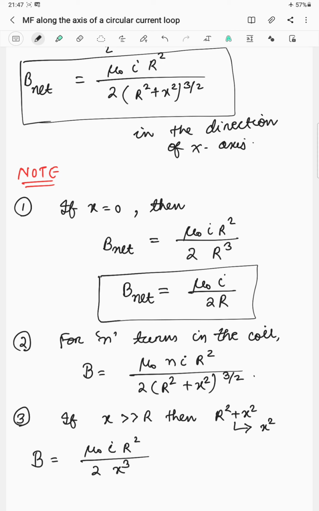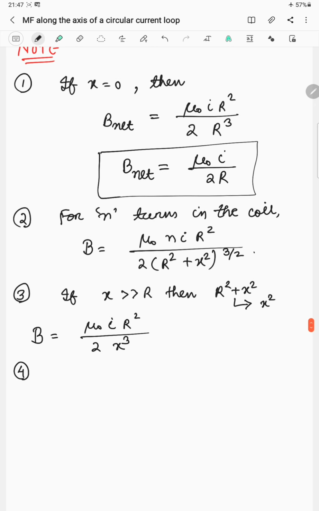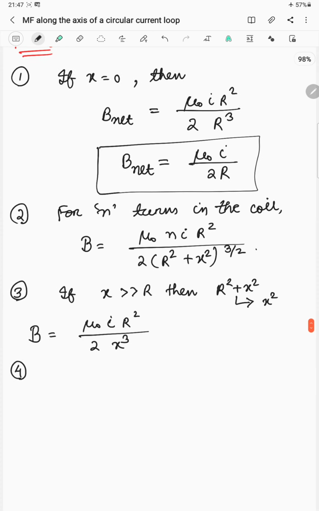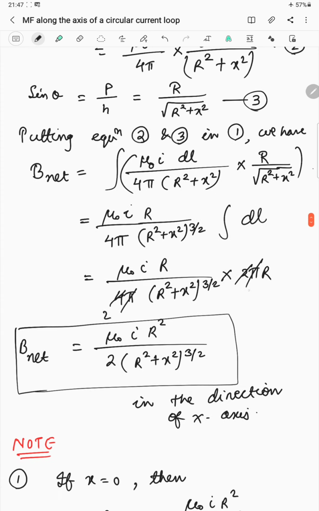Followed. But here we should try to incorporate the magnetic dipole moment of the current loop. So for that, we have to choose another expression. The fourth one I am choosing. What is that expression? We already know, we have found out my B net is equal to mu naught by 4 pi, then 2 pi will remain. Earlier I cancelled it out, but now I'll not cancel, I'll just keep it as it is.